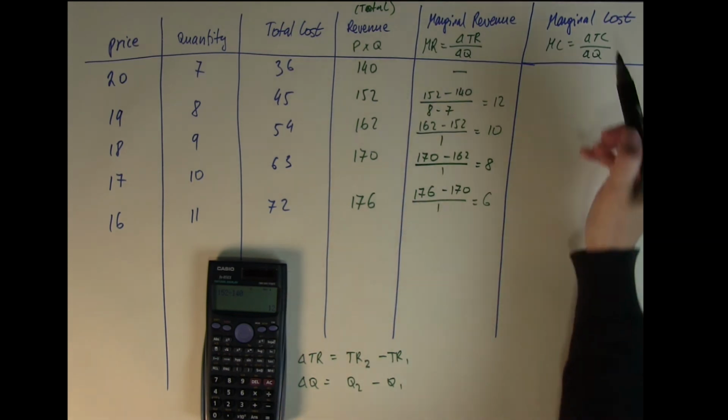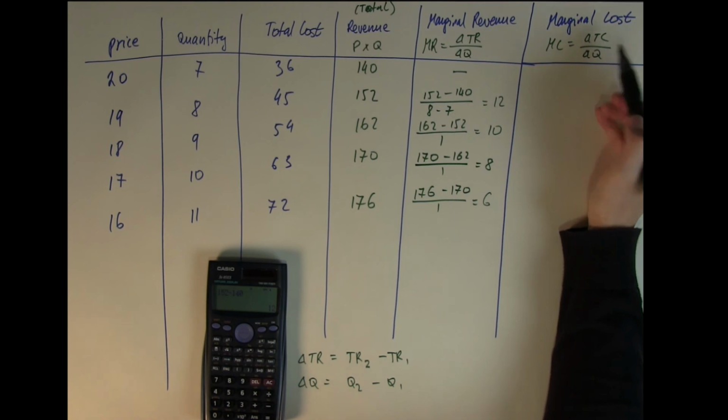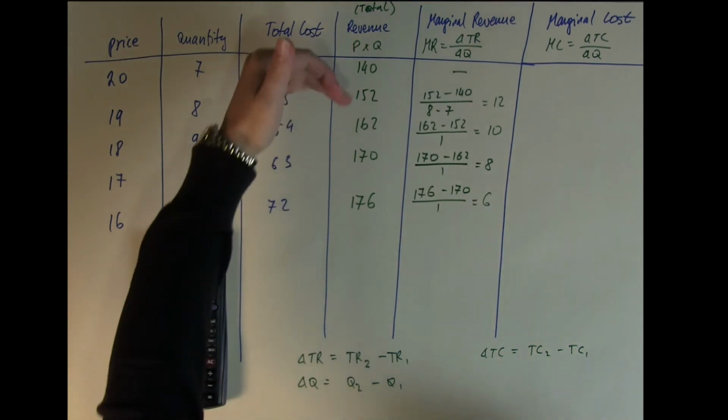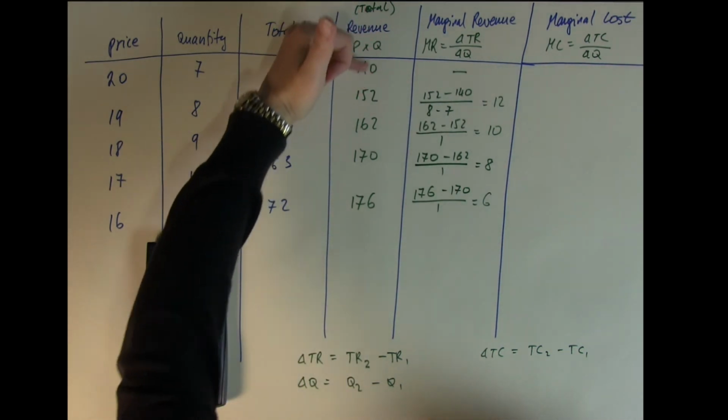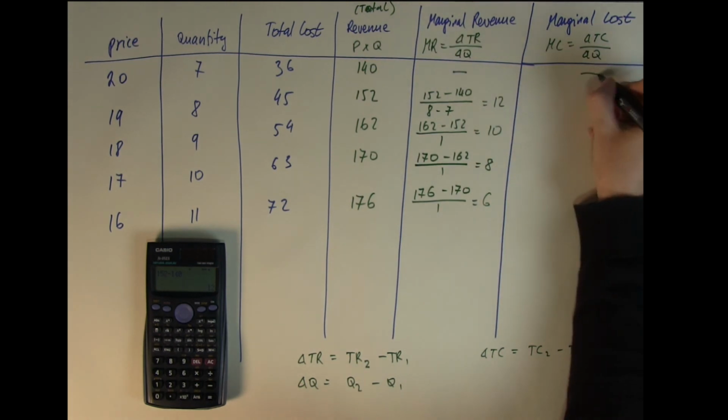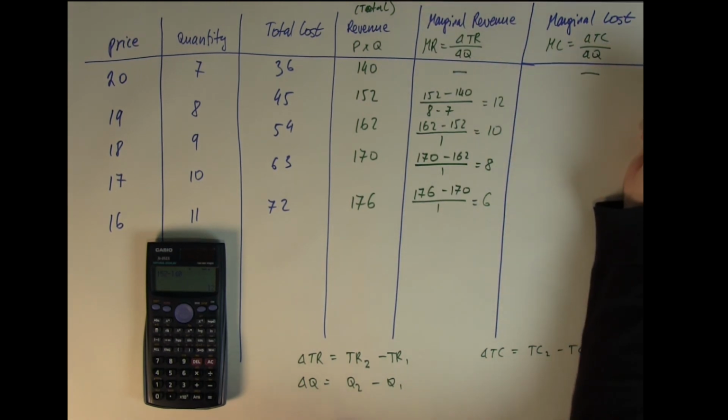Well, the marginal cost will be the change in total cost. And the change in total cost, again, will be the later total cost minus the earlier or now total cost. So again, I can't really calculate the total cost in here because I don't know what was before. So for this, the total cost cannot be calculated. Therefore, the marginal cost cannot be calculated either.